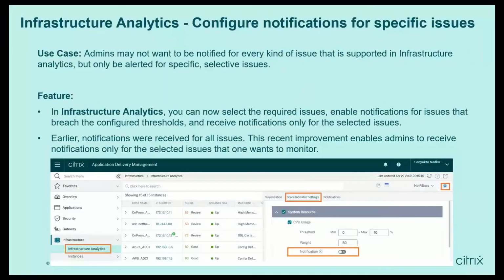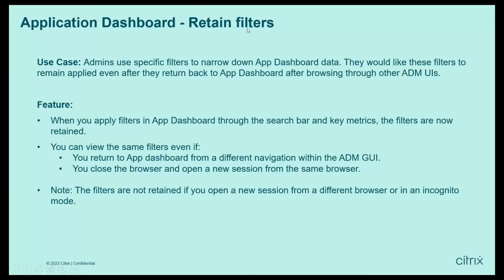The second one is more of a usability one, in which we have ensured that the filters which you use on App Dashboard are retained. So the use case was that whenever admins are using App Dashboard, they use multiple filters to narrow down onto specific apps which they're interested in monitoring. Now, while they're using these mix of filters, they do switch between one ADM UI to another. And then when they come back to the App Dashboard UI, the filters were not getting retained and were getting lost as the design was not meant for them to be retained.